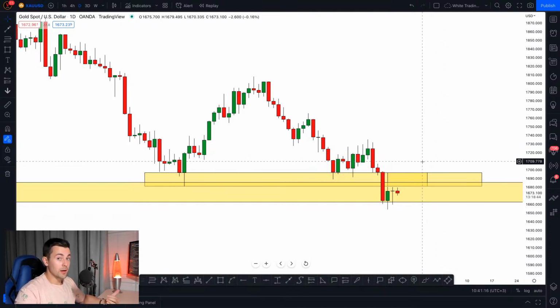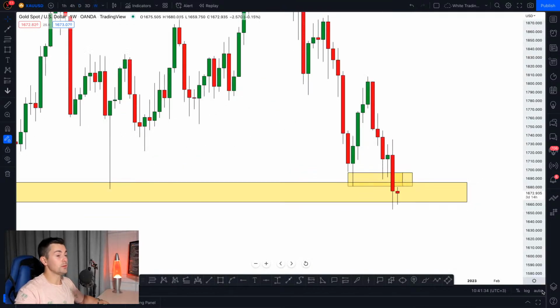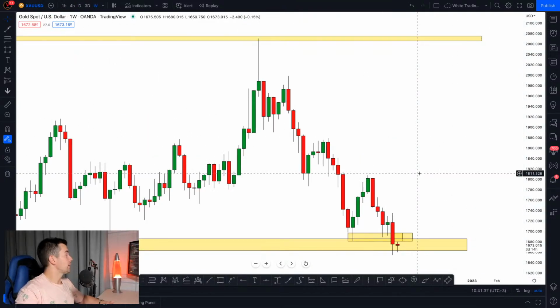The breakout always helps us to make a more accurate prediction. So here let's discuss what breakout we need for a bullish continuation, and what breakout we need for a bearish continuation. So opening the weekly time frame again and analyzing the price action, take a look at what I spotted right here.